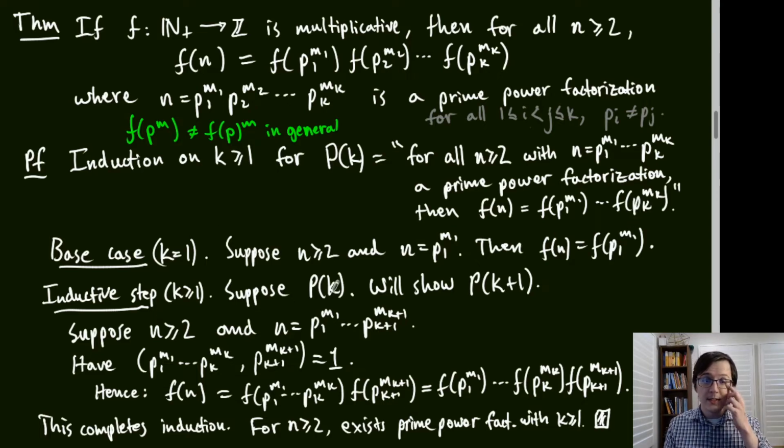Now the inductive step. So we suppose it's true when we have numbers with a prime power factorization with k primes, and we'll show it's also true when the prime power factorization has k plus 1 primes. So let's suppose we have our number with prime power factorization with k plus 1 prime powers. Then by GCD properties, we know that the GCD of this last prime power with the product of the previous prime powers is 1, because this prime is not present in the previous list. So f of n, by just using multiplicativity, using this GCD, is this product, and the first part of the product, by our hypothesis for k, can be written as a product of f of the prime powers. And that's what we wanted to show. And so that completes the induction.